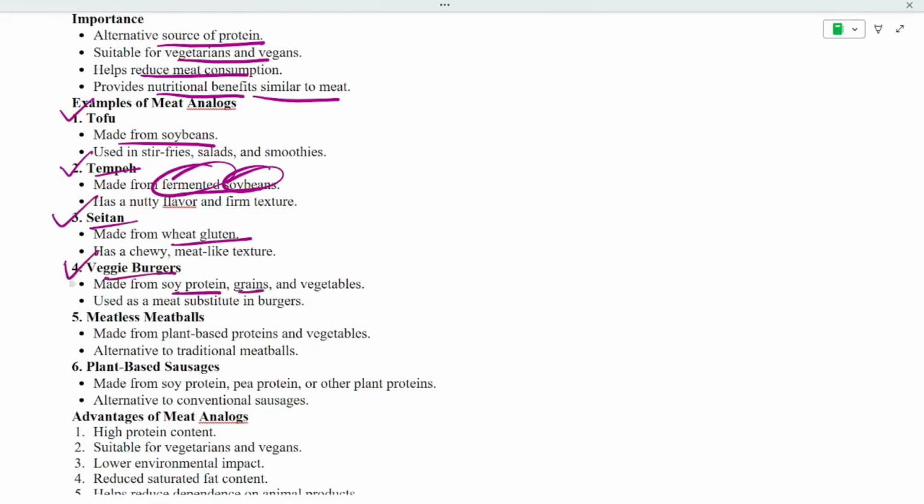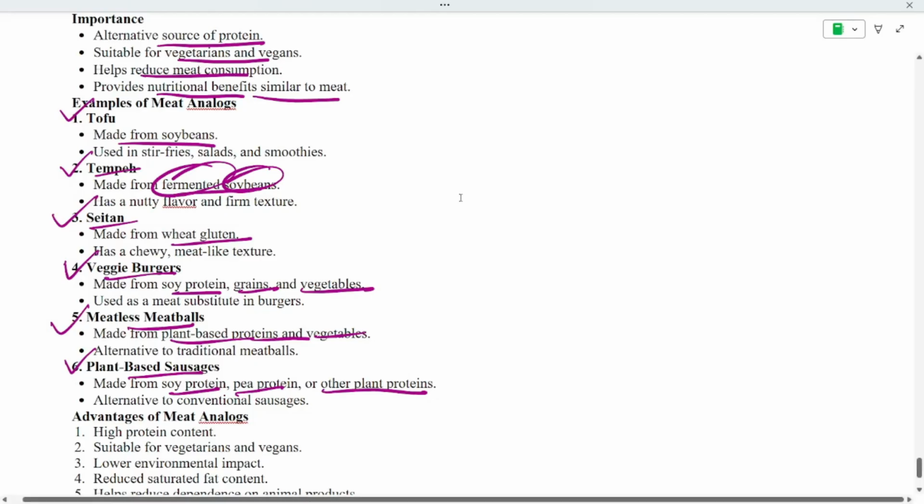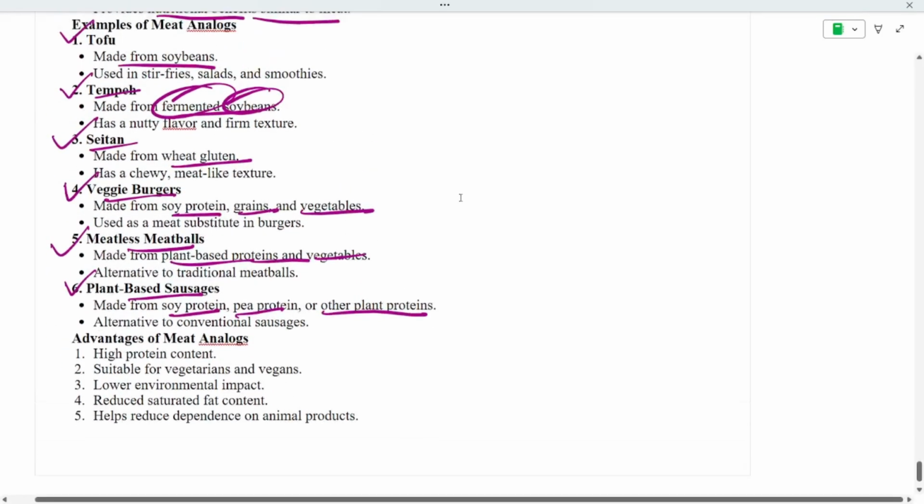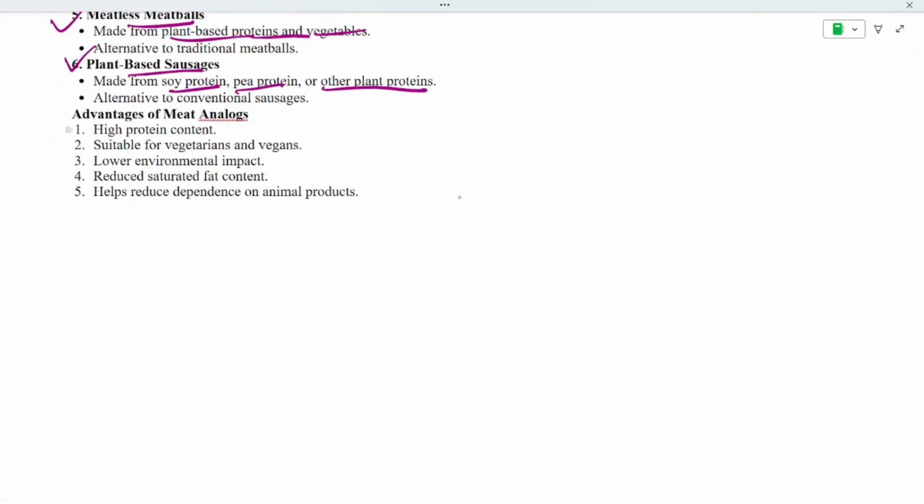Veggie burgers, made from soy protein, grains and vegetables. Meatless meatballs, made from plant-based protein and vegetables, and plant-based sauces, made with soy protein, pea protein, and other plant-based proteins. Importance is high protein content suitable for vegetarians and vegans, lower environmental impact, reduced saturated fat content, and it helps to reduce the dependence on animal products.